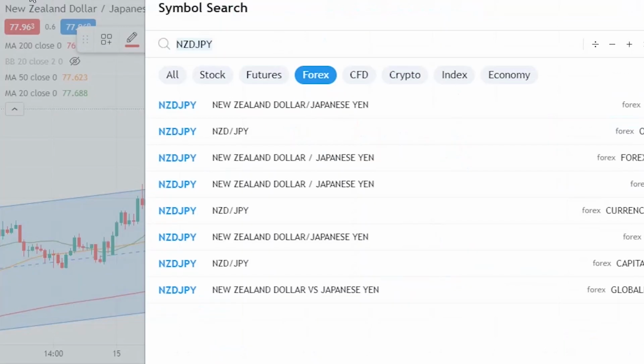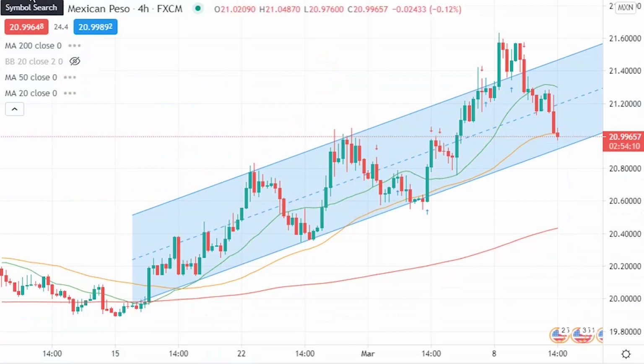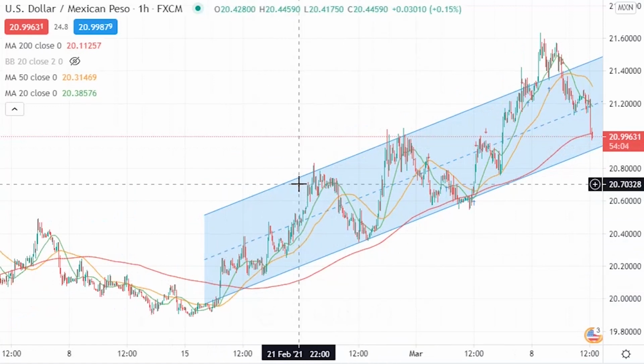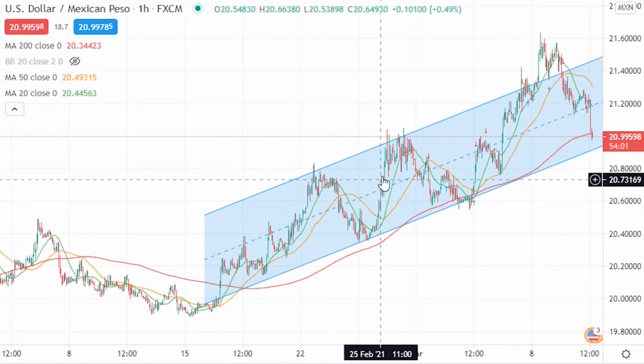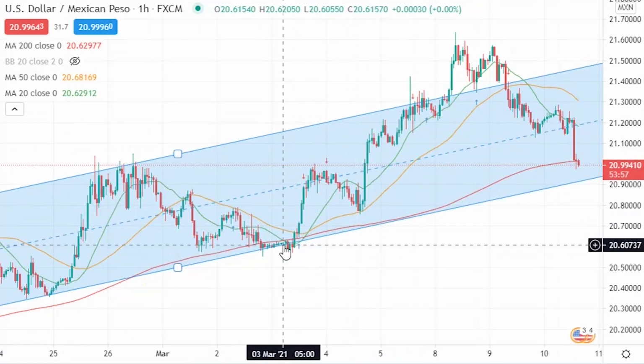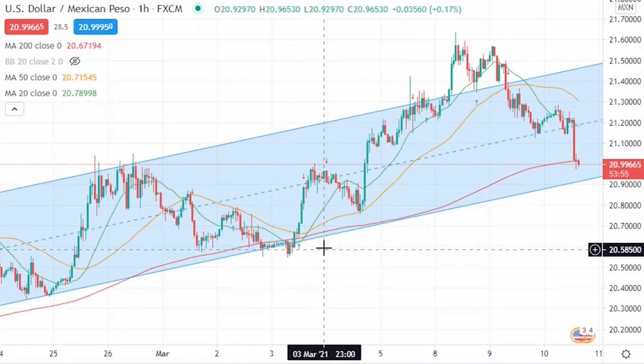And I'll show you one more on the dollar peso, and this is the 1 hour chart. We have a nice little trend channel, right? 1, 2, 3, 4, another one of those little ugly mothers there.